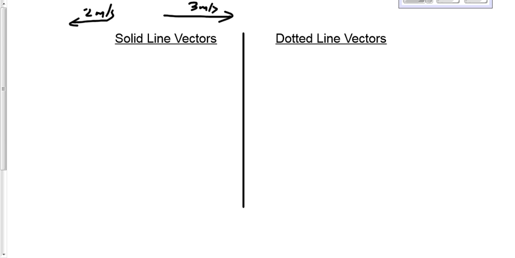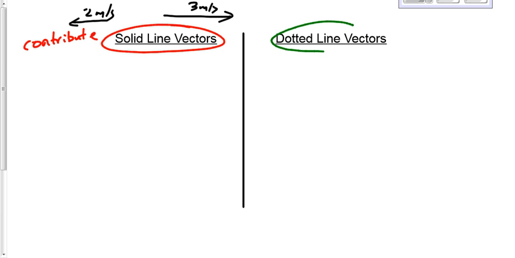To make these questions involving relative motion make sense and make the diagram easy to draw correctly, we usually break our vectors down into solid lines and dotted lines. Our solid line vectors are going to be vectors that contribute to where I go. Versus the dotted line vectors, which don't contribute to where I go. These are where I actually do go. Does that make sense?